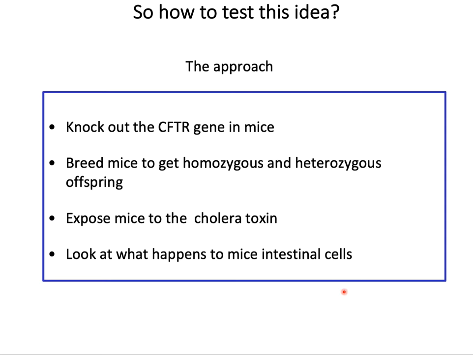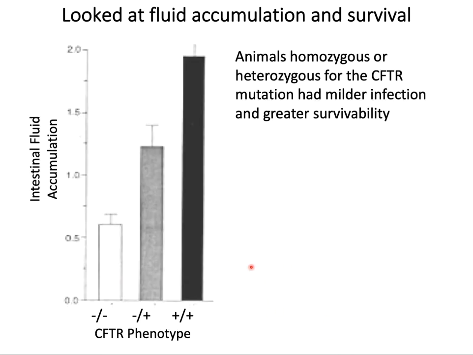Okay, so did cholera select the individuals with CFTR mutations? And this was the approach that the scientists took. They knocked out the CFTR gene in a mouse model. They then bred those mice to get both homozygous and heterozygous offspring. And then they exposed the mice to cholera toxin, and looked at what happened to the mice, how sensitive they were to cholera toxin, and what happened to those intestinal cells.